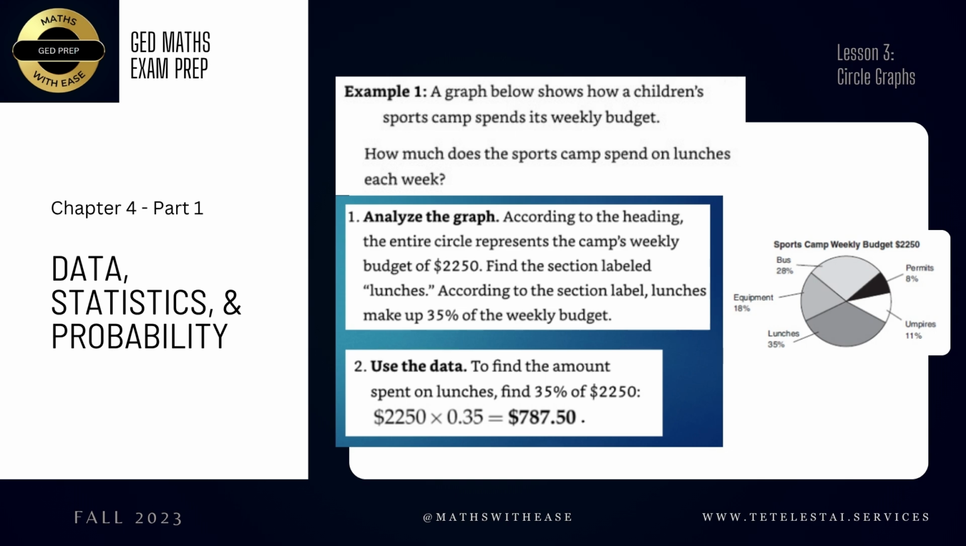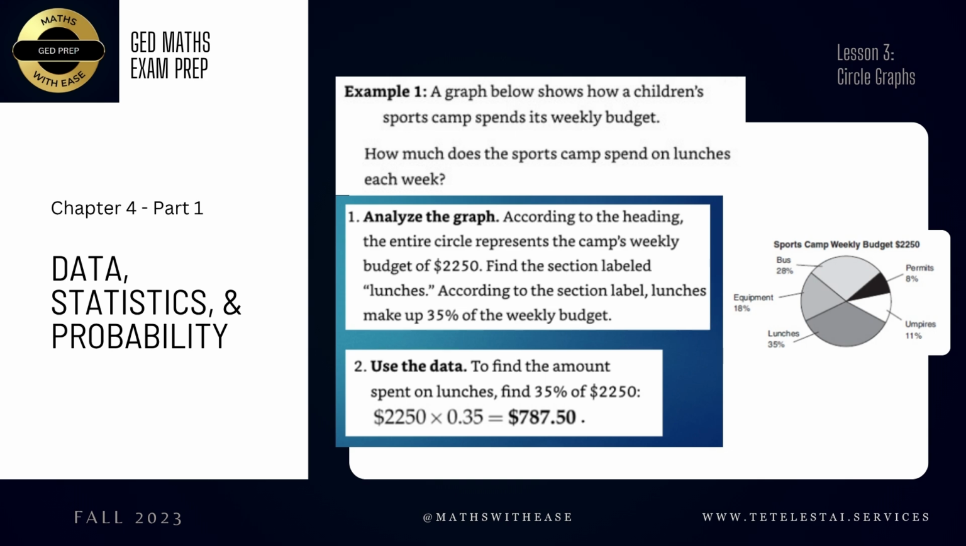If you were looking at a graph that had axes, you want to read all the information on the axis, the y-axis and the x-axis. Read all the information on the graph, every single thing that you can see on the graph first, okay? And then go back to your question. All right, so it's asking you, how much does the sports camp spend on lunches each week?